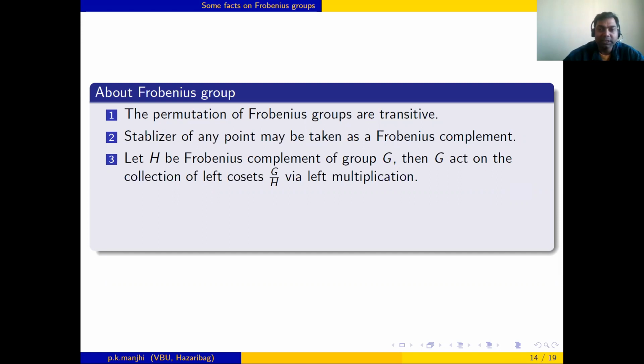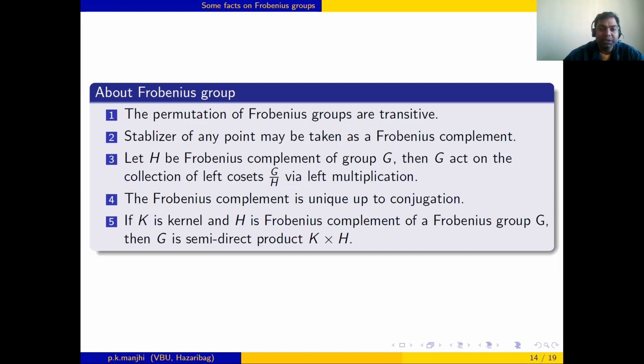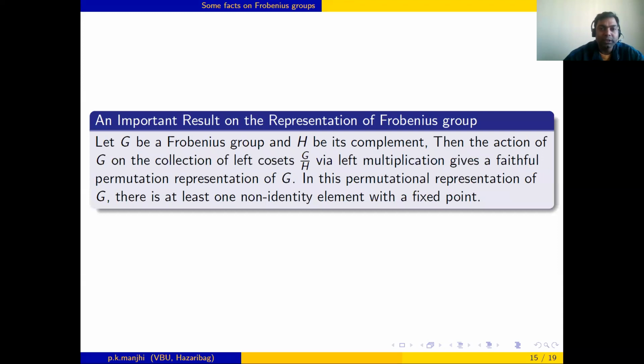Then what is important is that G acts on G/H by left multiplication, and this action gives rise to the permutation representation of G. The Frobenius complement is unique up to conjugation. The group G is the semi-direct product of the kernel K and H. So this is the important result about the representation of Frobenius groups.